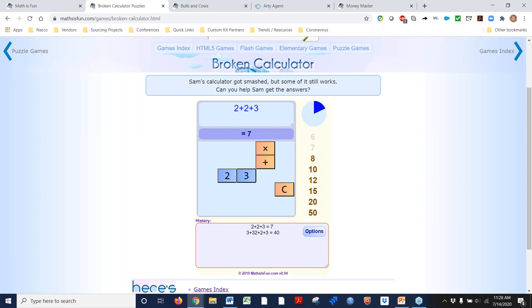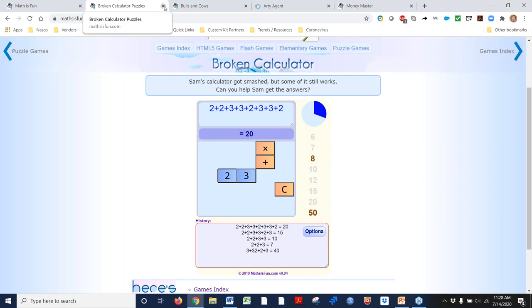So if we did plus 3, now we got 10. Then if we did plus 2, we got 12. Then we did plus 3, then we got 15. Then if we did plus 3, plus 2, then we got 20. And if we add them all up, we eventually get all of these. So there's different ways, and you can ask students, well, can you use multiplication to get this? If so, where? If you can use addition, how do you use that to equal these numbers? So there's a lot of different ways you can use Broken Calculator, and it's a fun way to have a little twist on a traditional calculator.